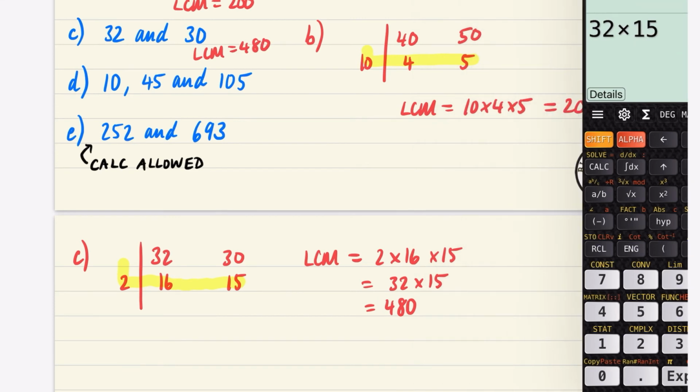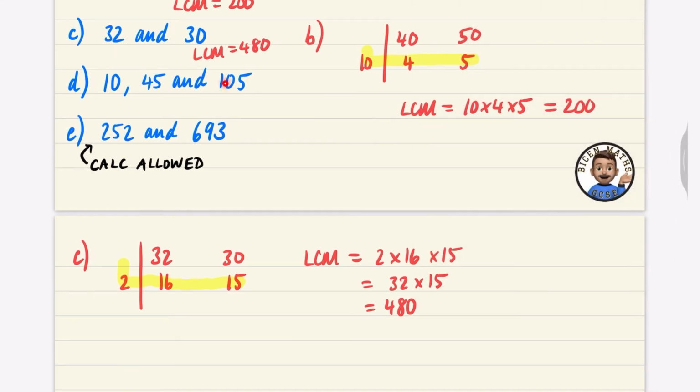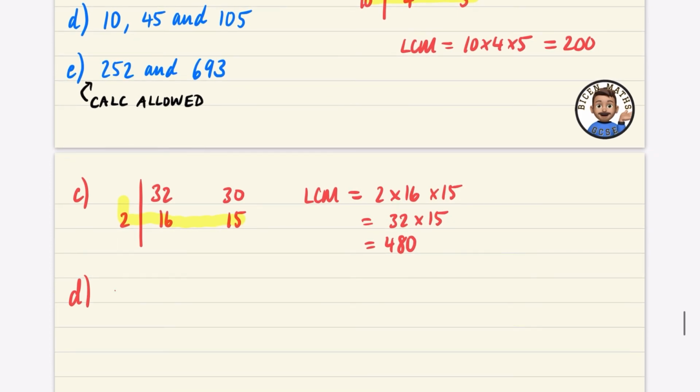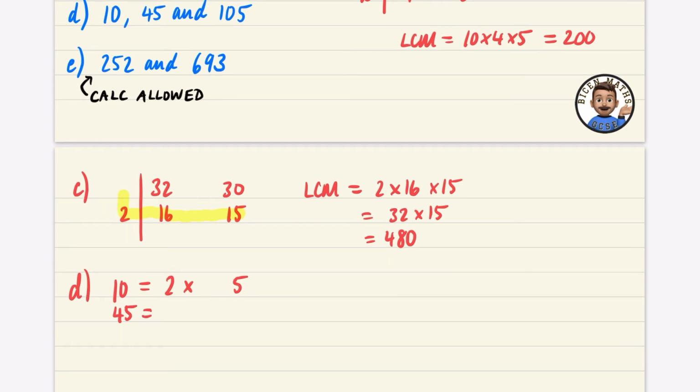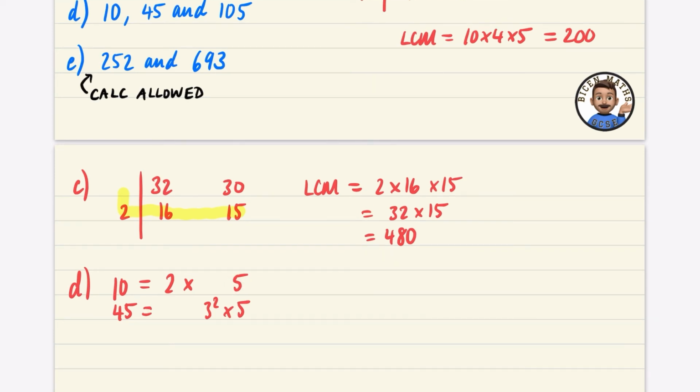Now when I've got 3 numbers, I don't really like having to do this twice. So the table method for these and then a table method for this answer with this one. So I'm probably going to do D using the prime factor decomposition method. So 10 I know is 2 times 5. I might put that 5 there, I can always move it if I need to. And 45, well 45 is 9 times 5, which is 3 squared times 5. Now, of course, you might want to spend a bit longer trying to work out the prime factor decomposition, or you could use the calculator, but I'm going a little bit quicker here.